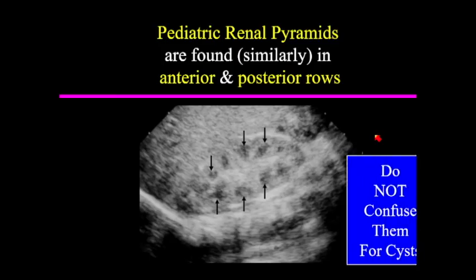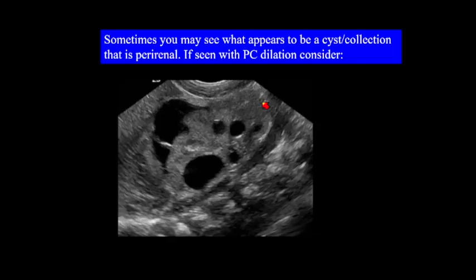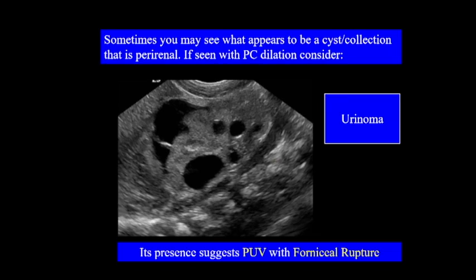You're not dealing with renal pyramids, which are commonly seen, and you're not dealing with an MCDK in which there are multiple cysts, but the largest one is not the central one. And in case you have dilation and extrarenal fluid, that you're not dealing with the possibility of a fornicele rupture due to posterior urethral valve.